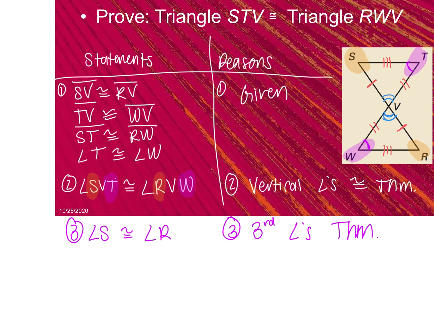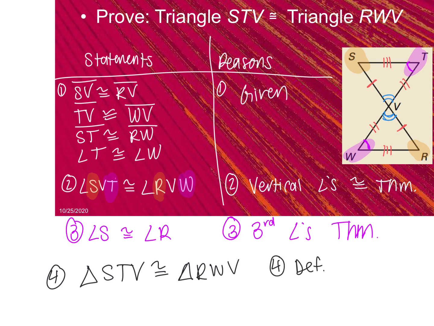All right, I'm not done because I have to state the ending. Triangle STV is congruent to triangle RWV by definition of congruent triangles. Definition of congruent triangles, I stated that all angles are congruent and all sides are congruent. I stated all three sides and all three angles.